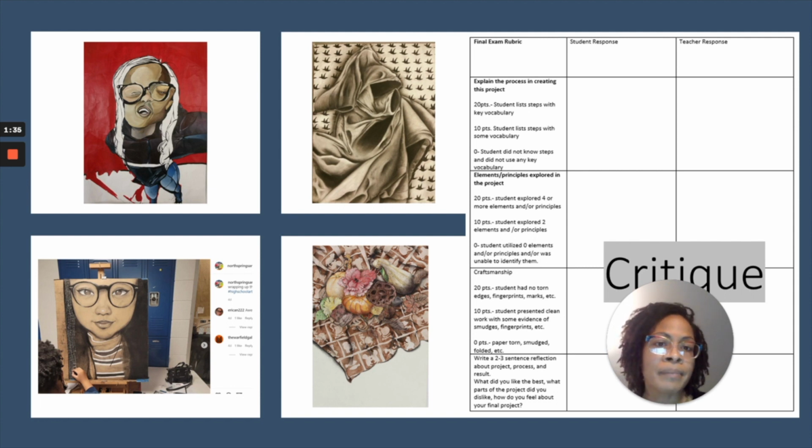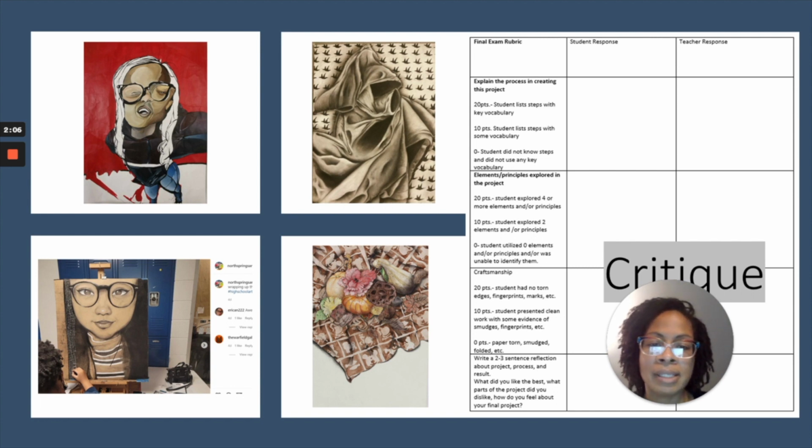That kind of thing. Elements and principles, of course, gets them thinking about how the elements and principles are actually used as opposed to just bulleting them. So if they're talking about value, they should really know what value means. And it gives me a chance to see, do they actually know their vocabulary? If there are some discrepancies in what they're writing and saying, and what I'm seeing.